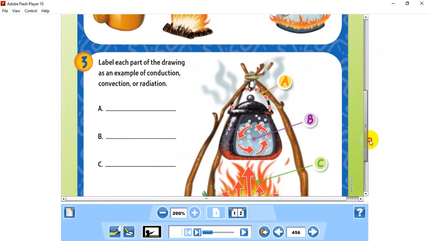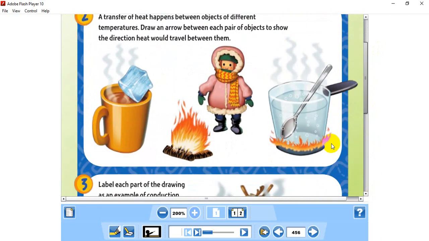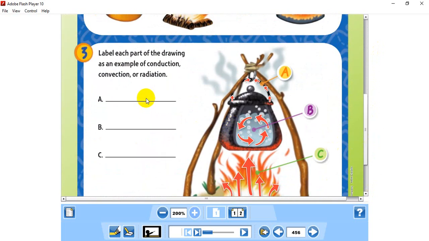They're asking you about the letters here. Exactly, label each part of the drawing as an example of conduction, convection, or radiation. So which part of this image is conduction, convection or radiation?